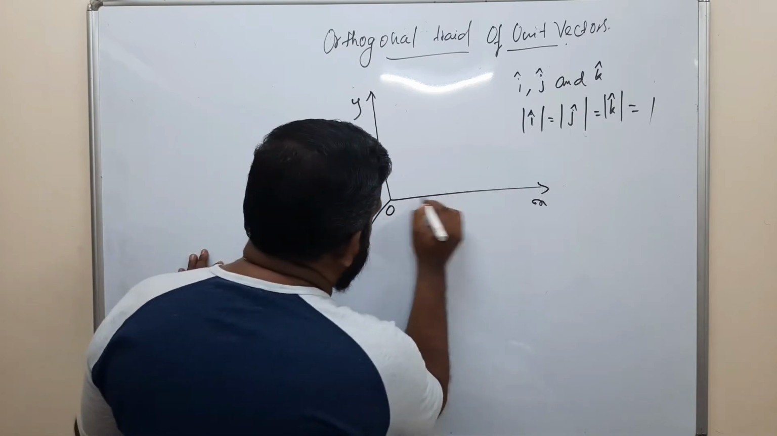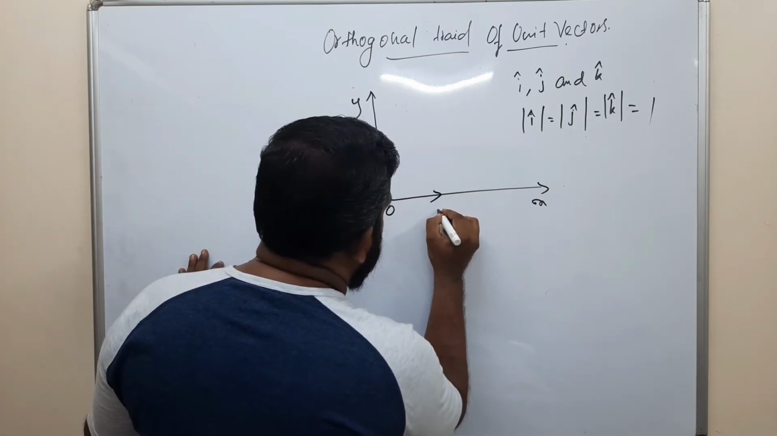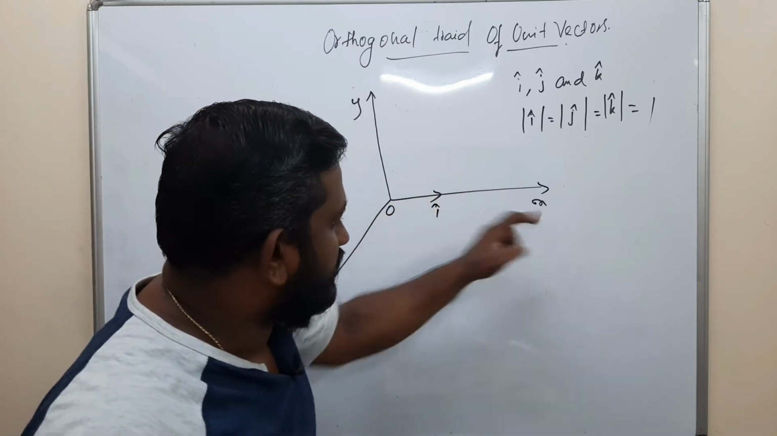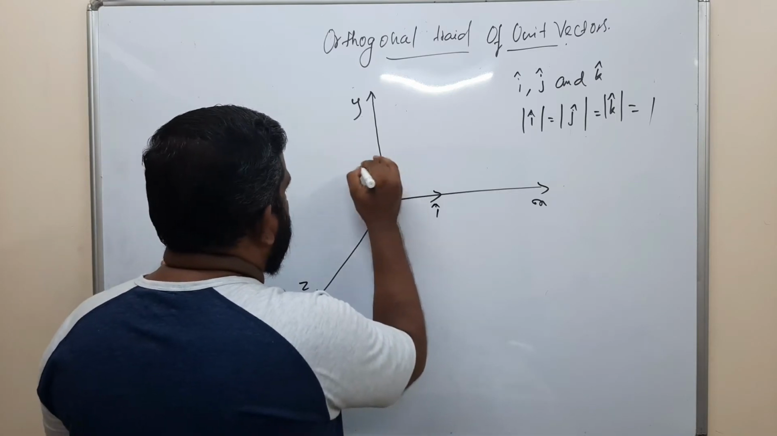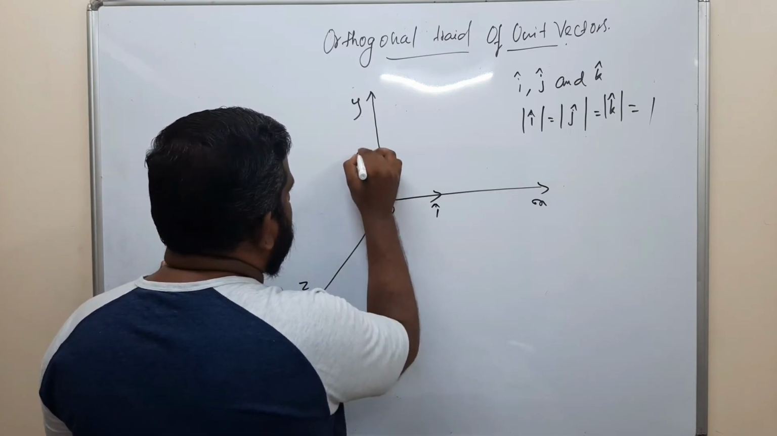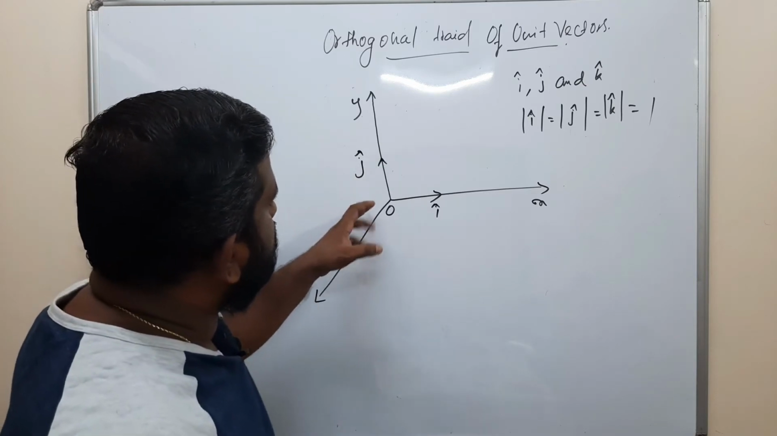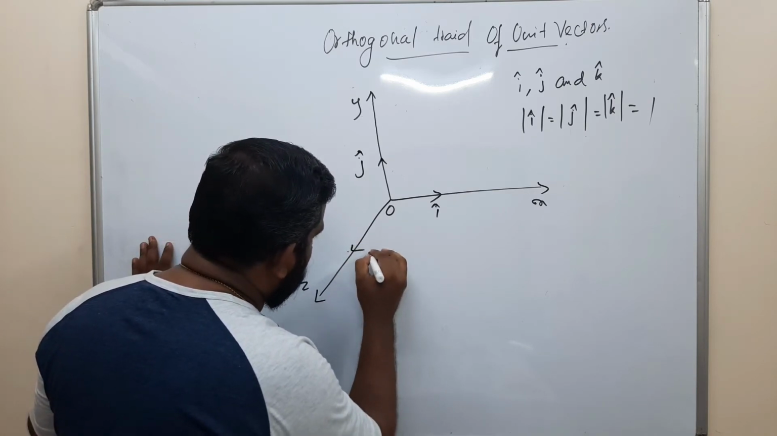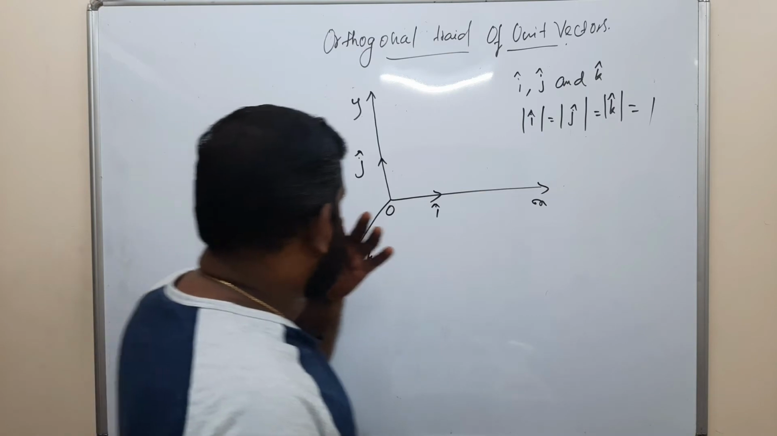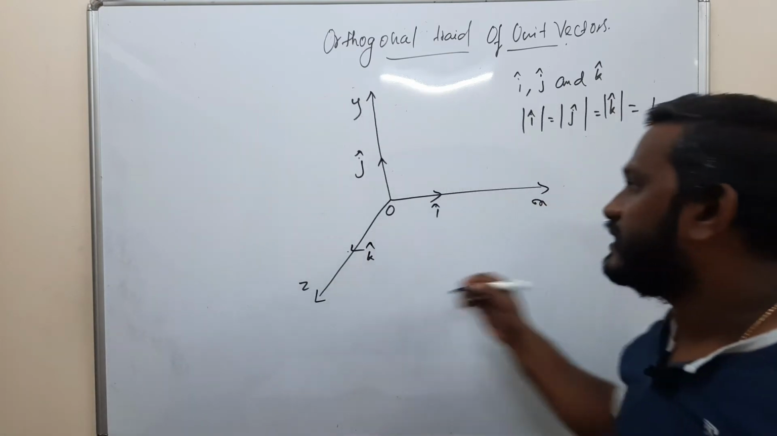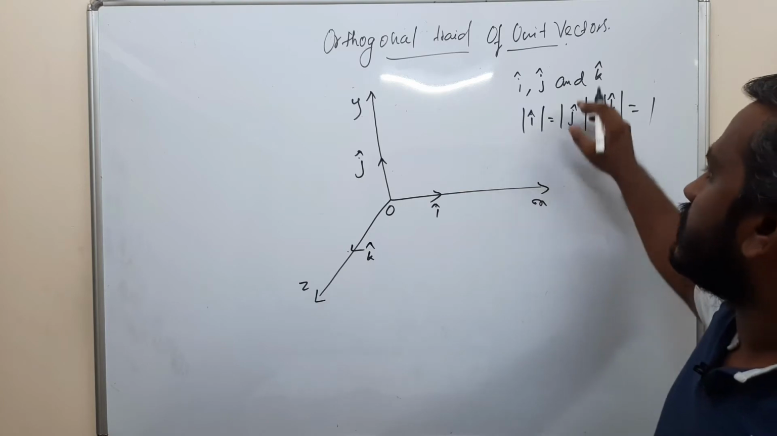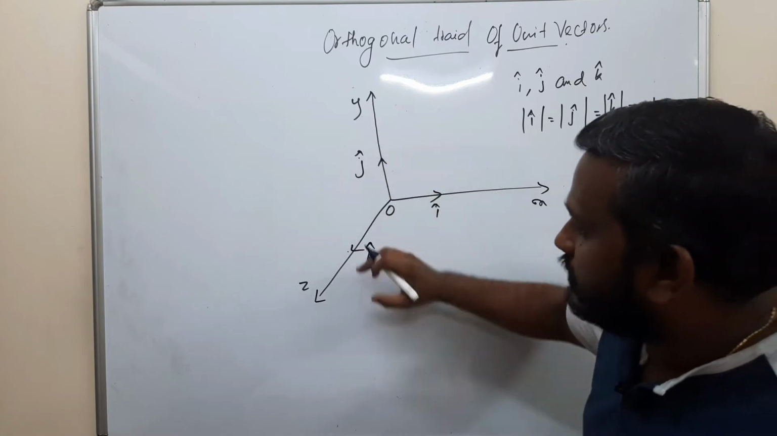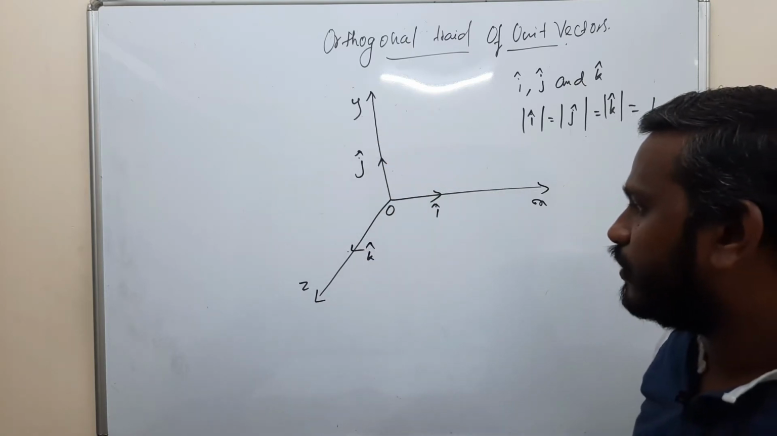So this is the unit vector, that is i vector, i cap. i is the unit vector which is used to represent the direction of the x axis. j cap, j is the unit vector which is used to represent the direction of the y axis, and k cap, k is the unit vector which is used to represent the direction of the z axis. So these three are unit vectors which are used to represent the direction of the x, y and z axes respectively.